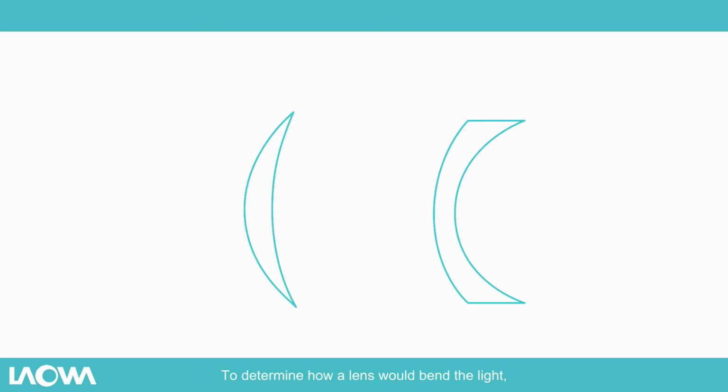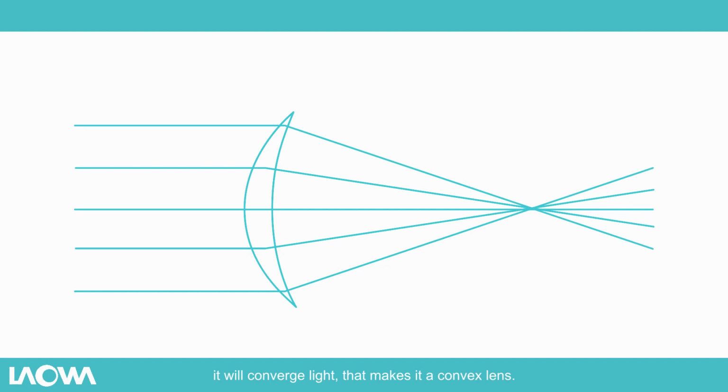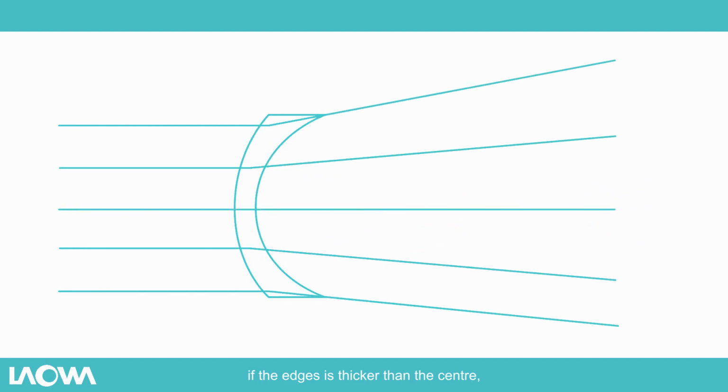To determine how a lens would bend the light, we need to examine the thickness of its center and its edges. If the center is thicker than the edges, it will converge light. That makes it a convex lens. On the other hand, if the edges are thicker than the center, the lens will diverge light and thus be defined as a concave lens.